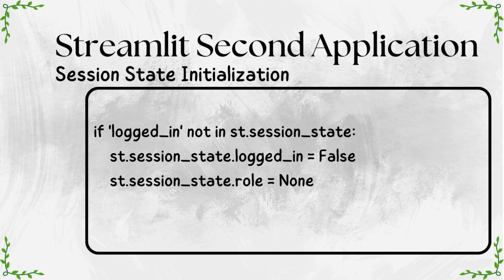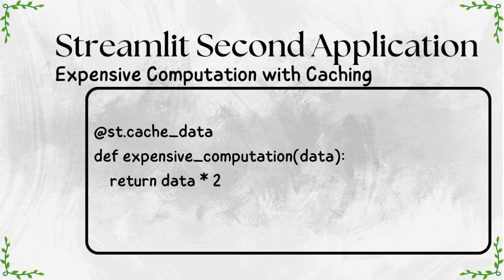We start by initializing the session state. Streamlit st.session_state allows us to store values across different interactions. Here we initialize two values: logged_in to track whether a user is logged in, and role, which can either be admin or user. We define an expensive computation function to simulate heavy operations using st.cache_data, which caches results, improving performance. I will demonstrate this with a practical test.